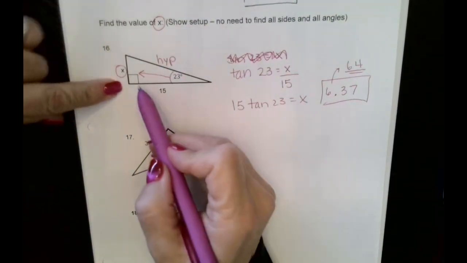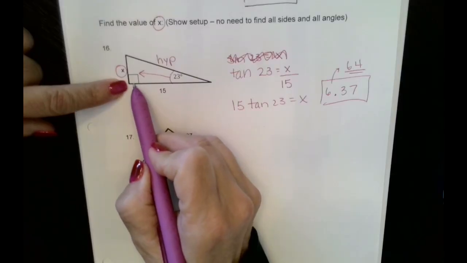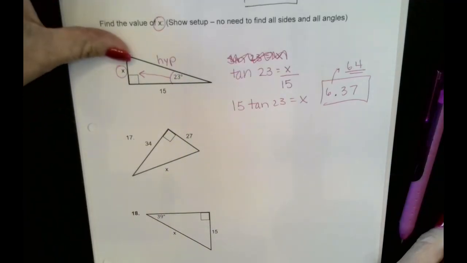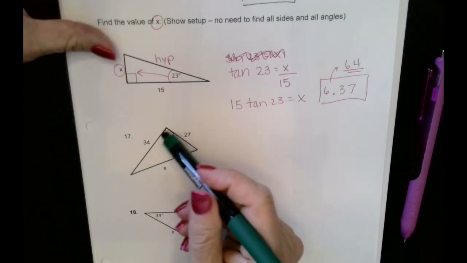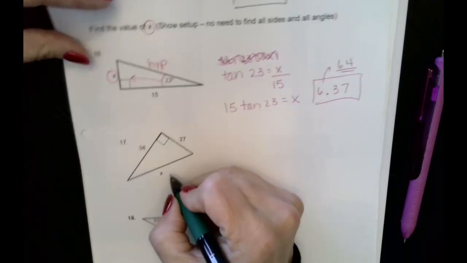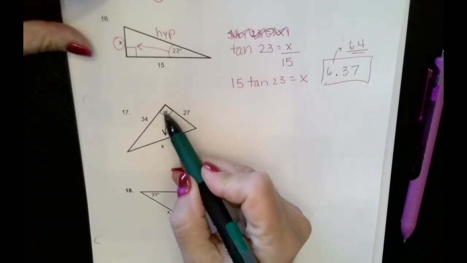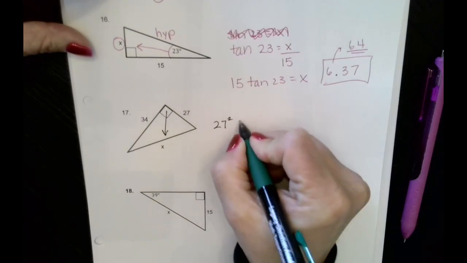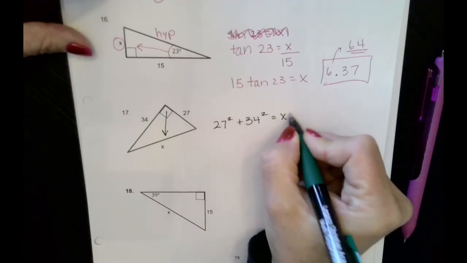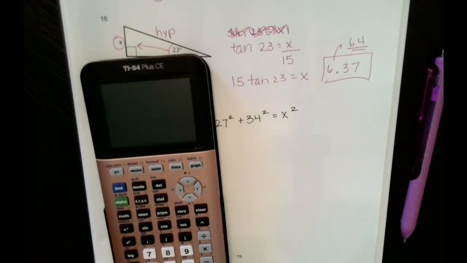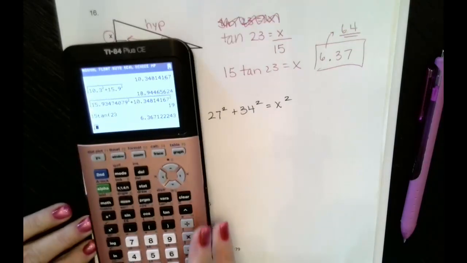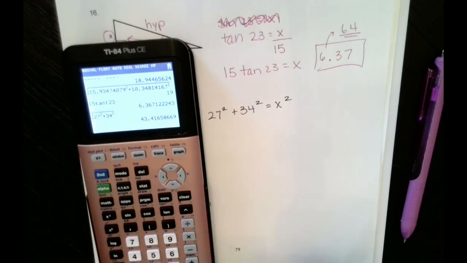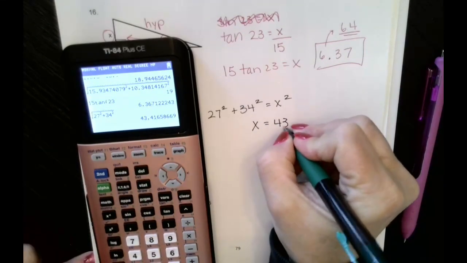Okay? Now, I could have used this right angle, and I could have used 90 degrees, but I'm going to use this value that I have here. So this one, what do I have? I have a side, and I have a side, and I need another side. So if this is my right angle, what's across from my right angle is x. So this just becomes a Pythagorean theorem problem. 27 squared plus 34 squared equals x squared. When I plug this in my calculator, I get the square root of 27 squared plus 34 squared, and so my value of x is going to be 43.4.